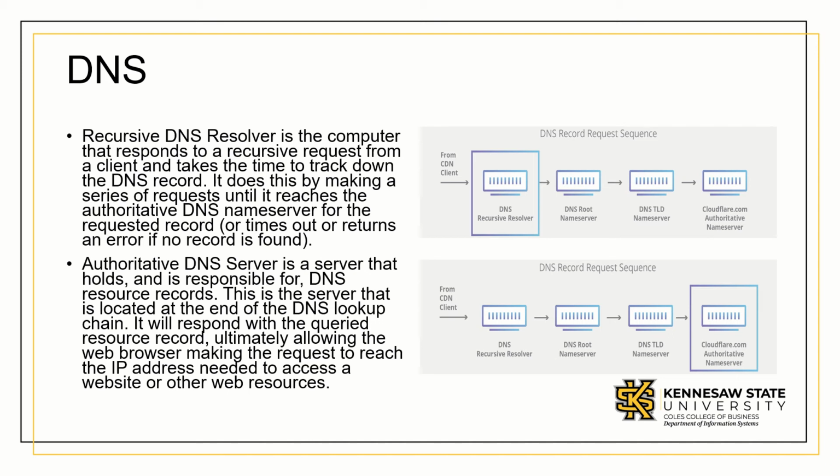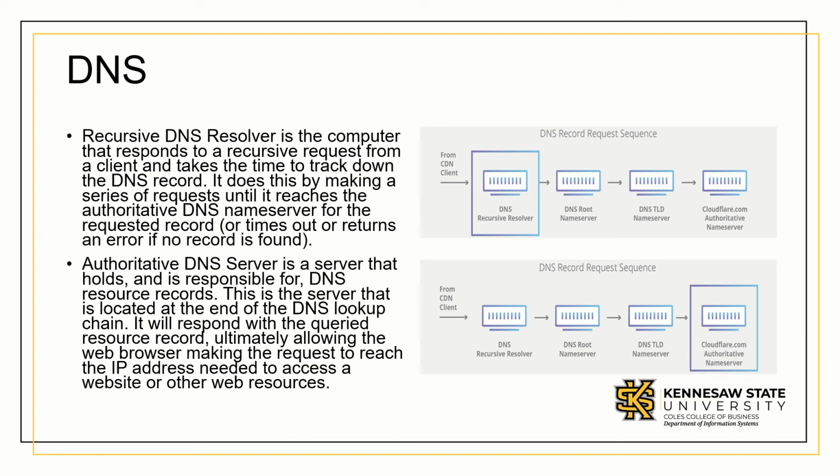The recursive DNS resolver is the computer that responds to the recursive request from a client and takes the time to track down a DNS record. It does this by making a series of requests until it reaches the authoritative DNS name server for the requested record, or times out or returns an error if no record is found.